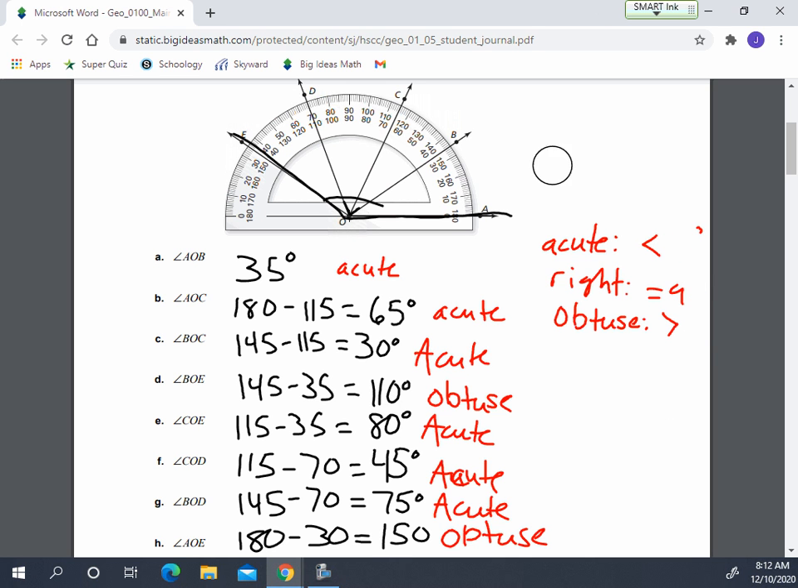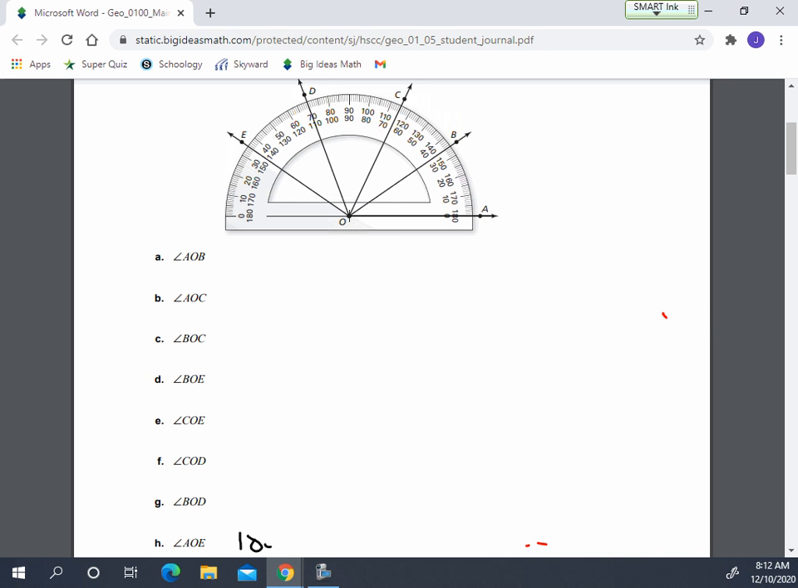I'm going to clean this up, erase all this. We finish on H.